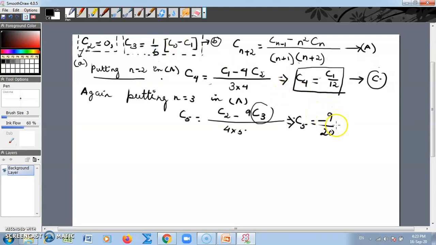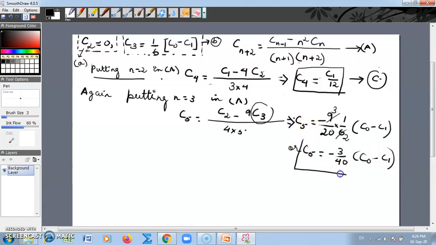So it is into 1 by 6 C0 minus C1. So this is my C5, which can be written as, or C5 is equal to, when I do this, this becomes 3 by 2, so it is minus 3 by 40 C0 minus C1. So this is my equation number C. This is my equation number D.